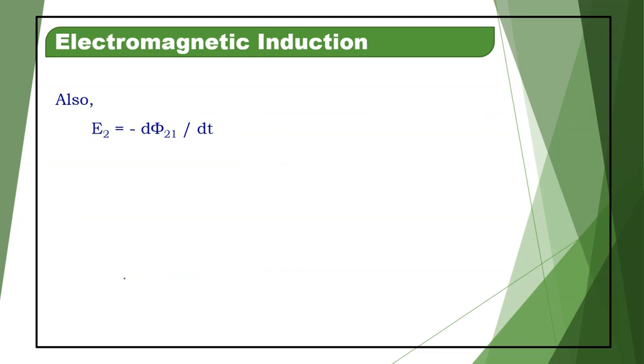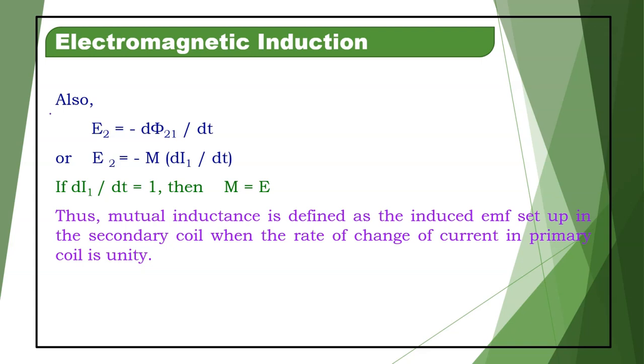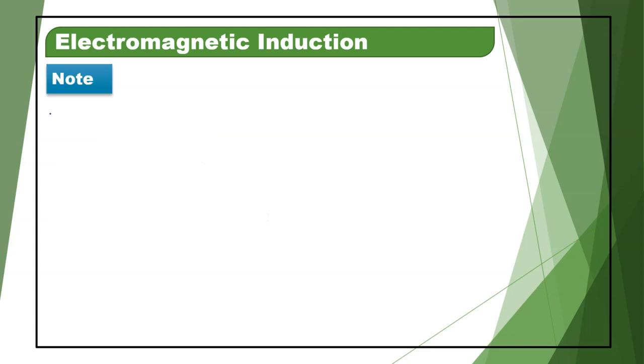Also, E2 is equal to minus d phi by dt. So E2 is equal to minus M dI1 by dt. If the value of dI1 by dt is equal to 1, then M is equal to E. Thus, mutual inductance is defined as the induced EMF set up in the secondary coil when the rate of change of current in the primary coil is unity.